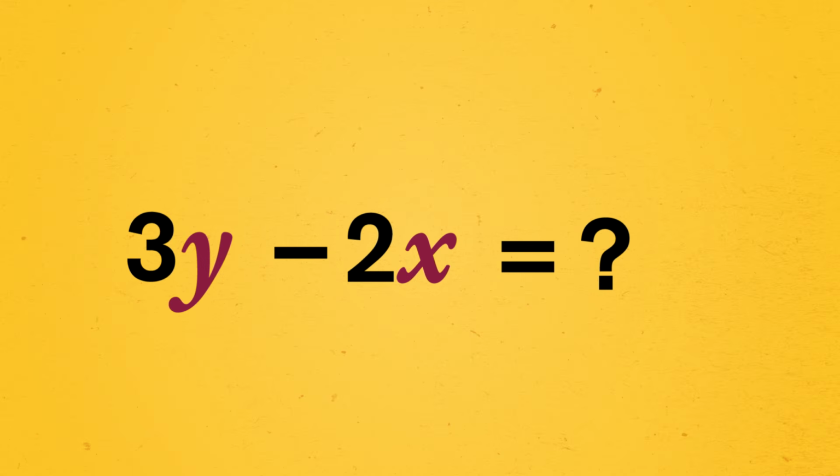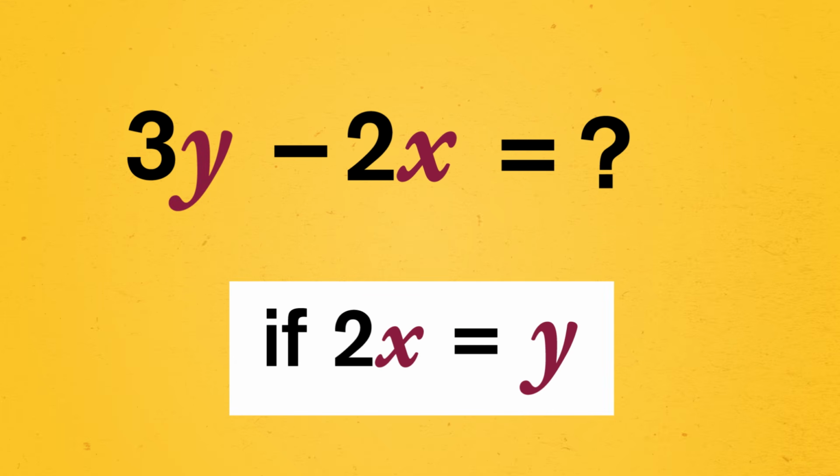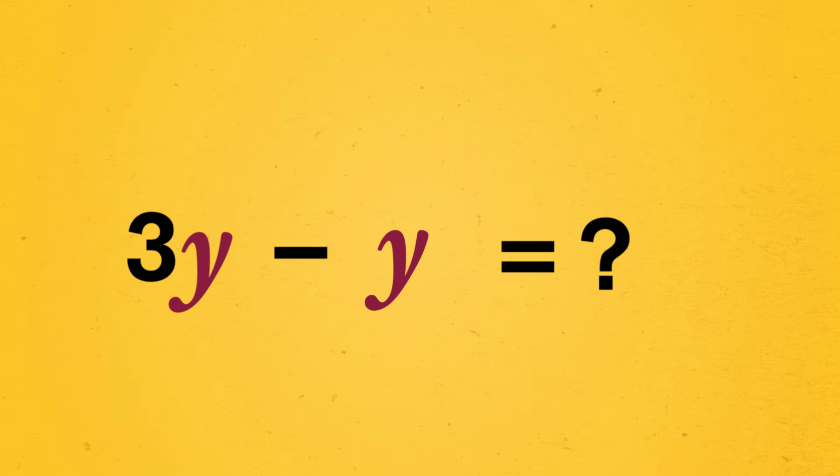If we try to calculate 3y minus 2x, we can't just subtract 3 minus 2. We have to work around our variables x and y. But if we know that 2x equals y, we have a way of translating the problem so both our values are in terms of y. Now that they're speaking the same language, we can subtract and get 2y as the answer.